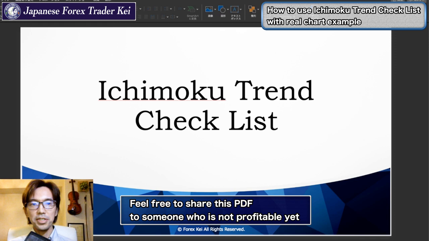Yeah, so this is version 1, so I might be revising it over time. But I think this is a good starting point to analyze the market this way, so that you know what you're doing, and you know why you lost, and you know why you won. And that's a very important thing about Forex. And also, you can be patient by using this checklist, because you know where the trend starts, where it ends, right? So until then, all you can do is wait for the next trend to take trades.